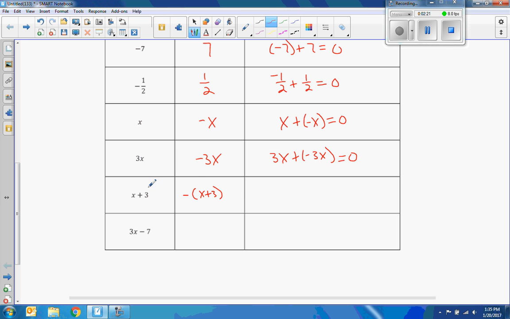We need to be careful here with binomials. That's called a binomial. This is a monomial. Mono meaning 1. Binomial. Bicycle, 2 wheels. Binomial, 2 terms. Minus x plus 3, if I distribute this through, I get negative x minus 3. So x plus 3 plus a negative x plus a negative 3 also equals 0.